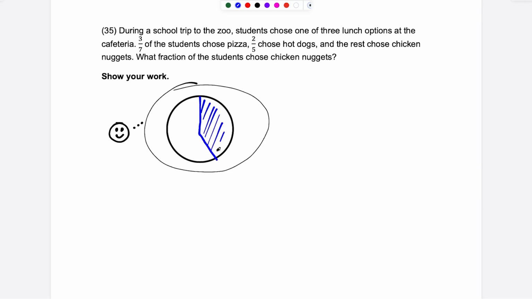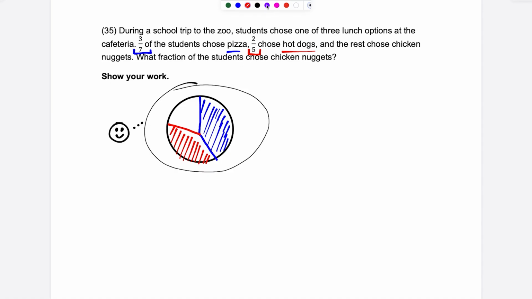So 3/7 of the students chose pizza. So I'm just going to say here 3/7 is for pizza. And then next we have 2/5 chose hot dogs. Okay, so 2/5 chose hot dogs. Let's say that would be somewhere over here like this. Okay, so this represents the number of students that chose hot dogs.